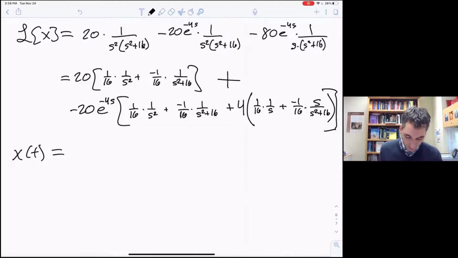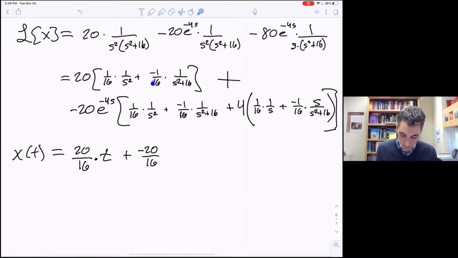So first we have 20 over 16 times what gives you 1 over s squared? Well, that's the t function, isn't it? Yeah, t gives you 1 over s squared, so that's just going to be times t plus negative 20 over 16. So here's 20 over 16 negative. That's that. And then what would give you 1 over s squared plus 16?